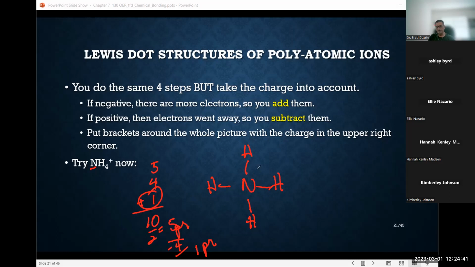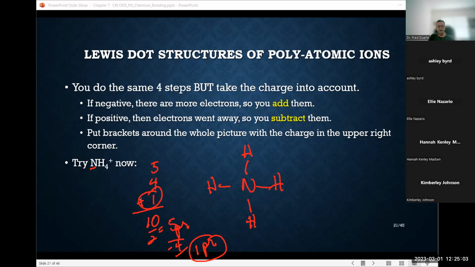Again, no, because the octet around the nitrogen is fulfilled. So if we end up with an extra pair, in this example, and we can't put that extra pair anyplace, that should tell you maybe I went wrong. Okay, then go back and check your math.